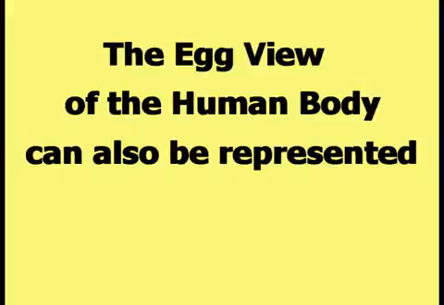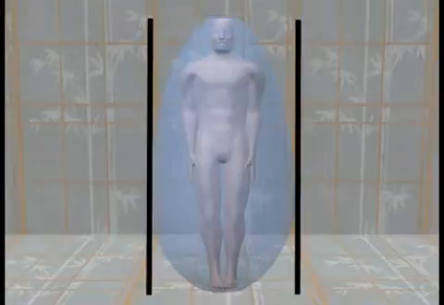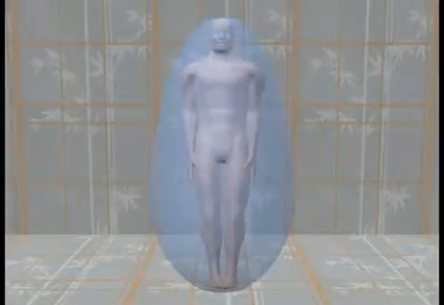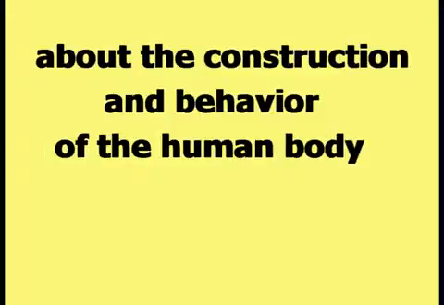The egg view of the human body can also be represented as shown in this picture. The egg has been enlarged to cover the body from the top of the head to the bottom of the feet. The larger egg is large enough to cover the body from side to side and from front to back. This configuration of the egg view of the human body can be more useful in presenting a different set of ideas about the construction and behavior of the human body.